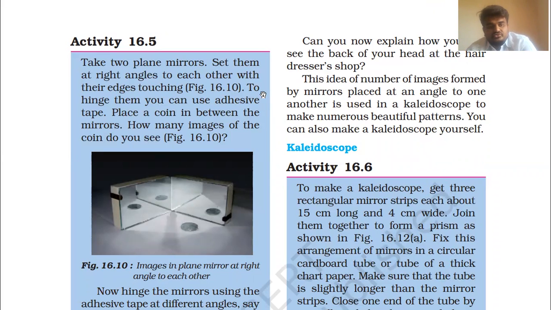Place a coin between the mirrors, as shown in figure 16.10. How many images of the coin do you see? For each mirror, you will have two images. So if anybody says that we can get two images with this arrangement, here you actually get three images, and one original. Why? Because of this arrangement of the two mirrors.